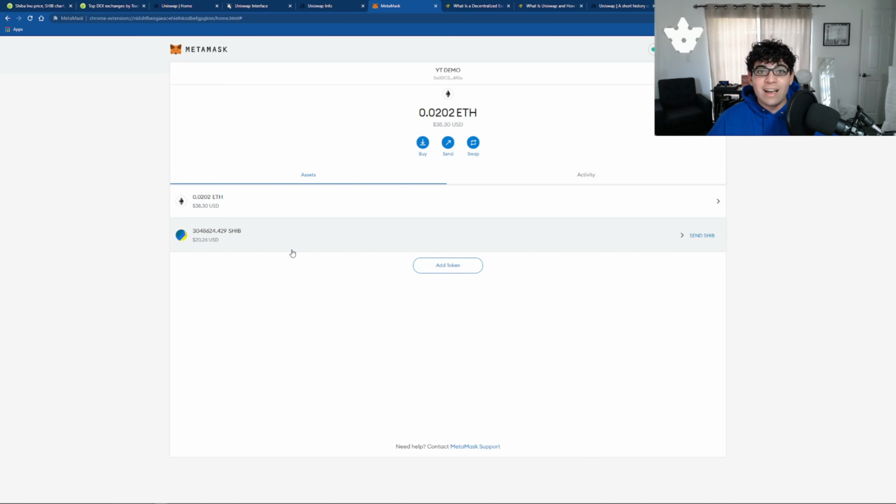But that was it, guys. 3 simple steps. I get a wallet. I find out what coin I want to buy. I connect the wallet to the exchange, and then I swap, and now I own SHIB, right?